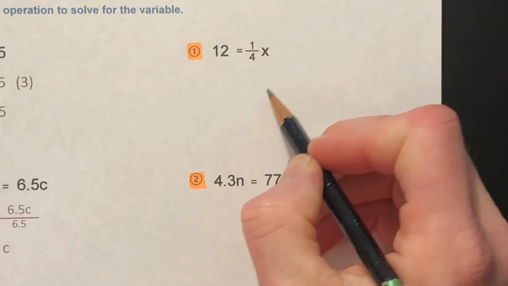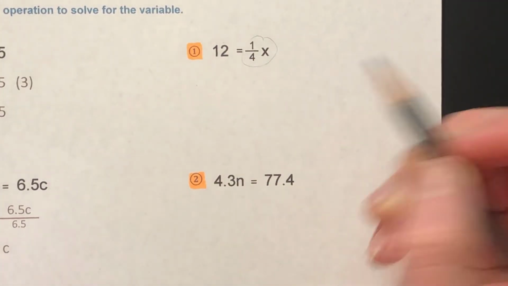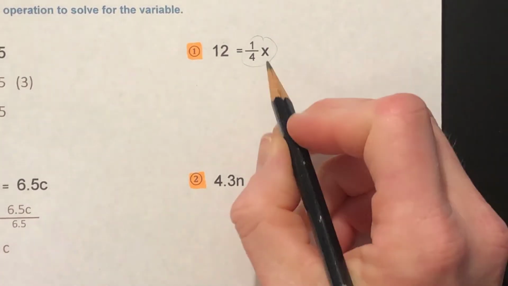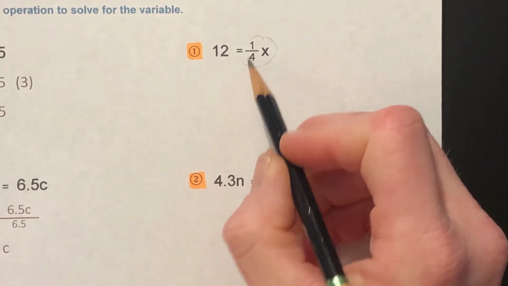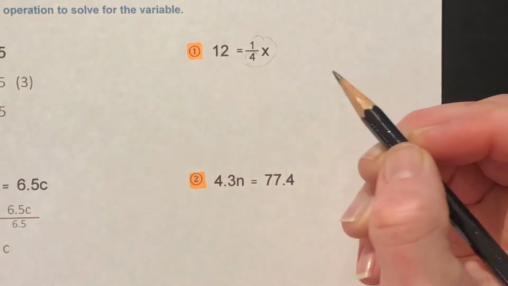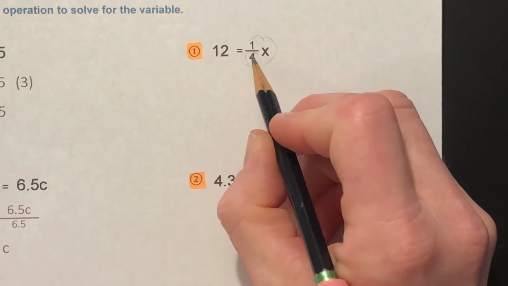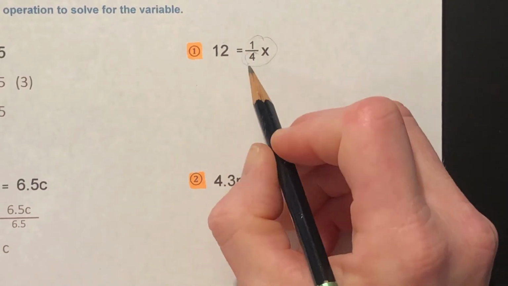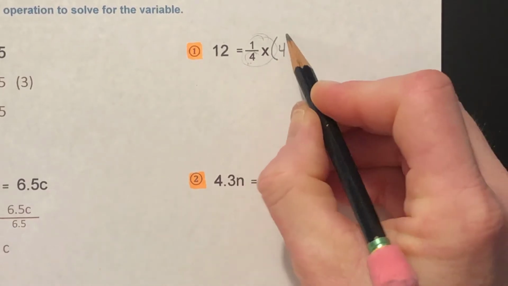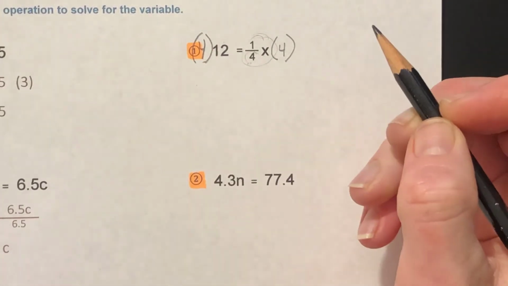12 equals 1/4 x. This right here is our variable term, and it's already by itself. That means we're ready to isolate just the x. But we have this fraction. Remember what I've told you. When you want to get rid of the bottom number of a fraction, the denominator, you simply multiply that whole term by the denominator. Since it's 4, we'll multiply this whole thing by 4 and this by 4. Since it's algebra, you have to do it to both sides.